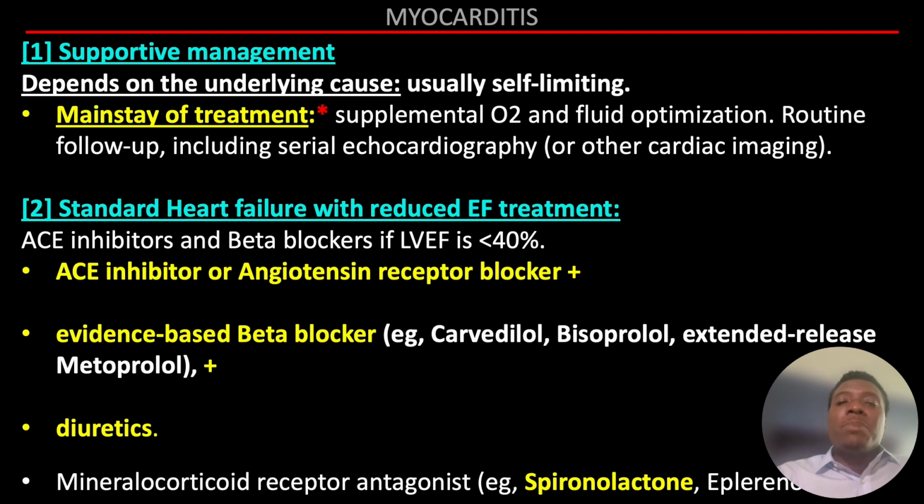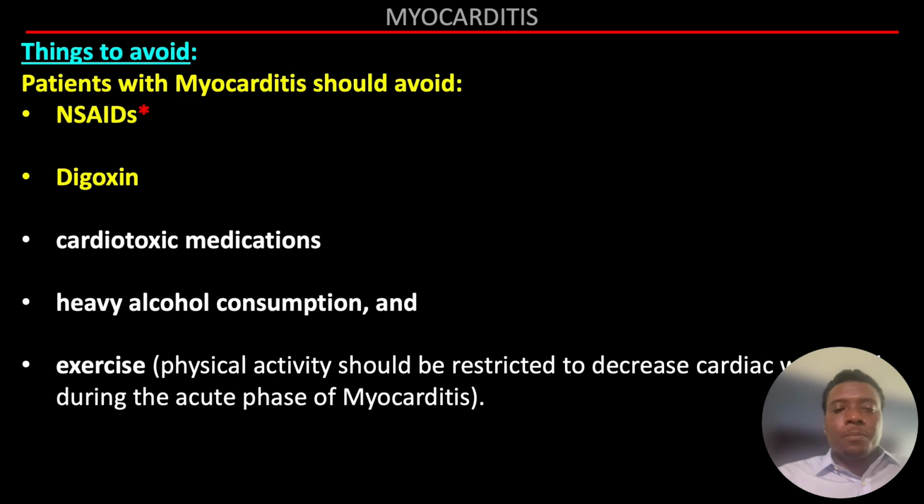Now, the management depends. If it's very mild, it's usually self-limiting. You can just do supportive management for most of those patients. If they present with symptoms of heart failure, then you could treat it very similar to dilated cardiomyopathy. So again, some kind of angiotensin blocker, a beta blocker, diuretics, and spironolactone if need be for these patients.